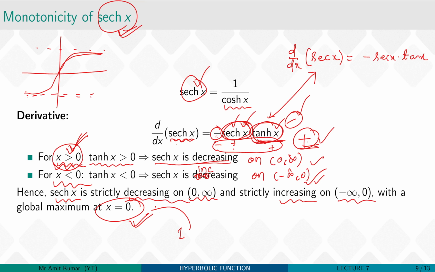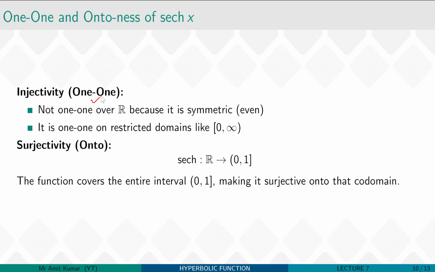Okay. Now, injectivity or the one-one property. Basically, this is not a one-one function over R because it is symmetric about the y-axis. By the horizontal line test, we can conclude that this is not a one-one function over R, because a horizontal line intersects the graph at 2 points. And if we restrict the domain to 0 to infinity or minus infinity to 0, then in that domain, this is a one-one function.